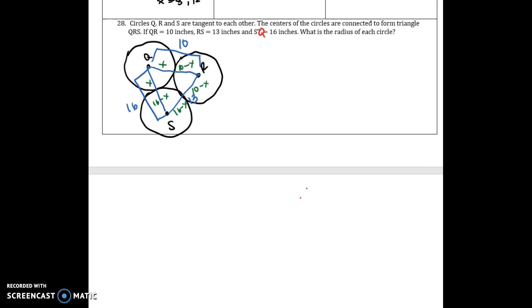So then I can take this section here and say 16 minus x plus 10 minus x has to be 13 because that's what the segment measures. So I go through, do all my super exciting solving stuff, and I end up with x equals 13 over 2. So that's one of the radiuses. That would be the radius of circle Q.